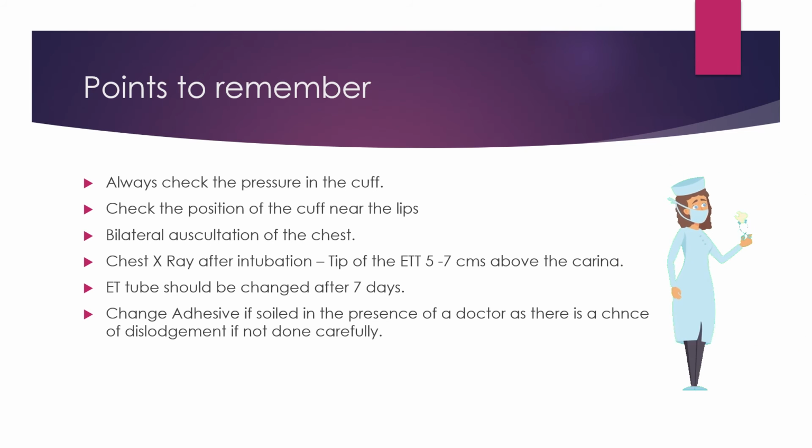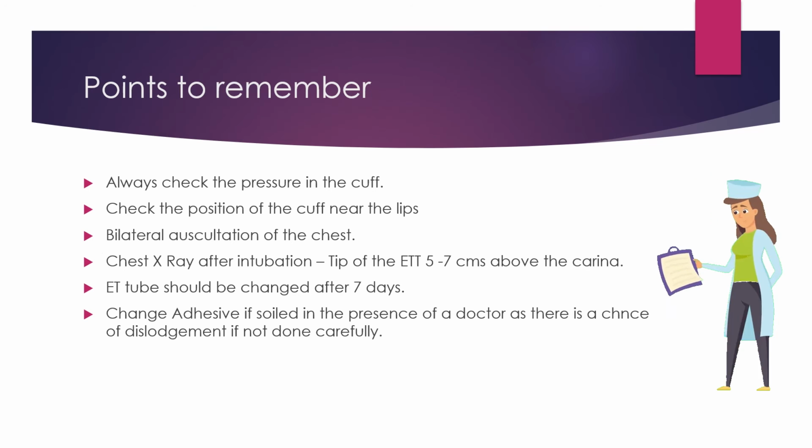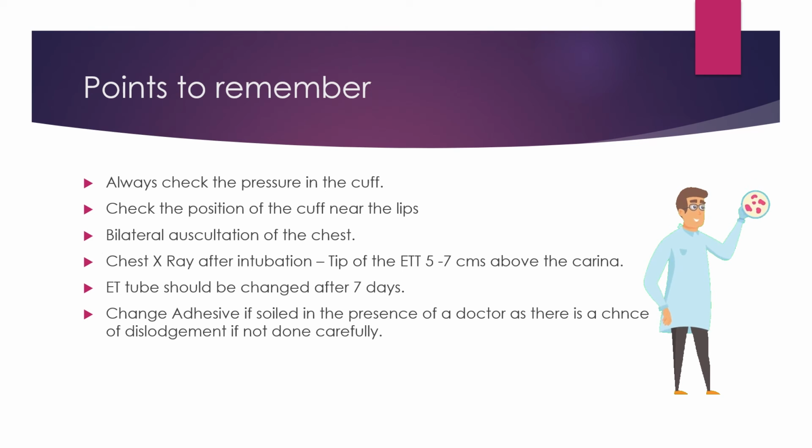Check the position of the tube near the lips. So once the patient is intubated, there is a marking on the endotracheal tube which helps to identify at which level the endotracheal tube is inside the patient's lungs. Okay, so if it is at 22 or 24, just at the corner of the lip, you need to mark it and write it down somewhere, where the endotracheal tube is found near the lips, at which side.